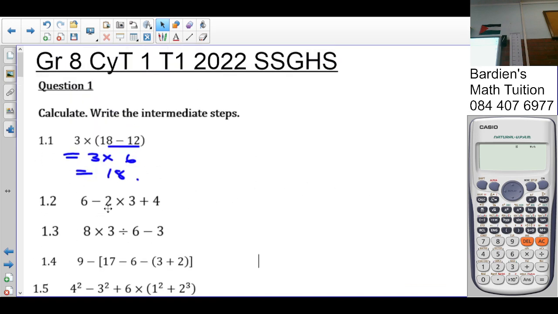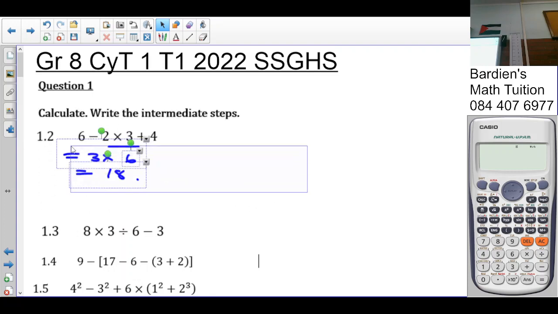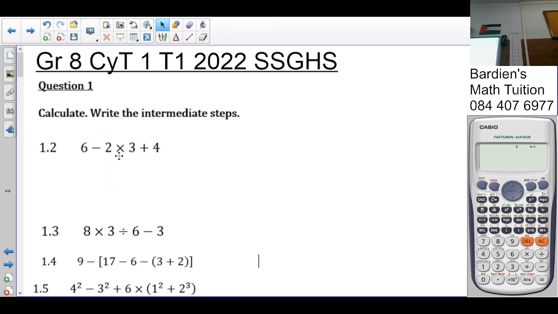Alright, so let's look at the next one. So here we need to do multiplication first. So it's 6 minus 6 plus 4. 6 minus 6 is 0. 0 plus 4 is?